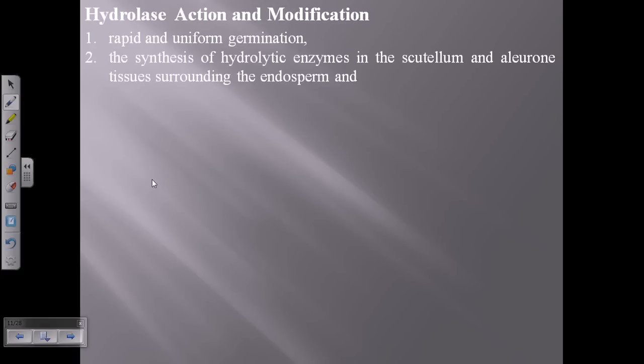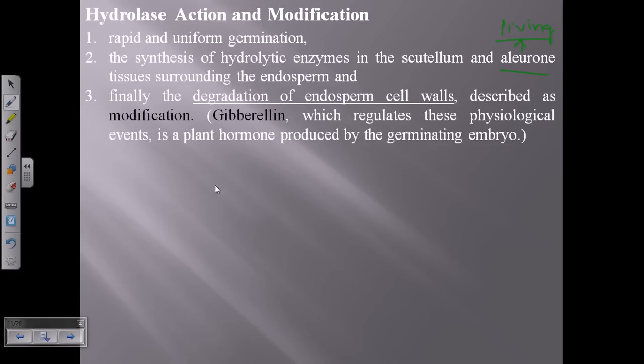Now the important action of hydrolase and different enzymes during these germination stages for barley to malt. This is very, very important. First is a rapid and uniform germination. Second is the synthesis of hydrolytic enzymes, which is required, and these hydrolytic enzymes are generally produced in the aleurone. Remember, we have talked about aleurone, which is a living tissue surrounding that endosperm, right? And the third thing is the degradation of the endosperm cell wall, which is required for the starch to come out so that the fermentation can be carried out by yeast, right?